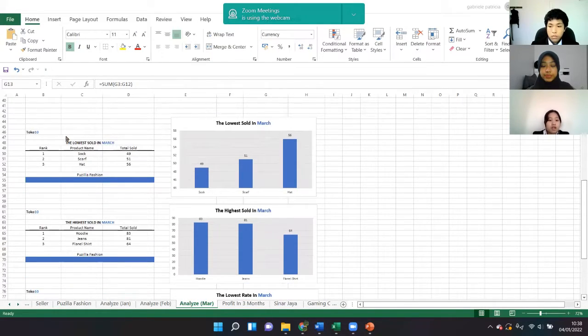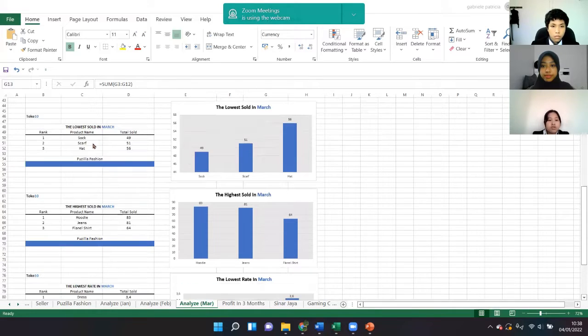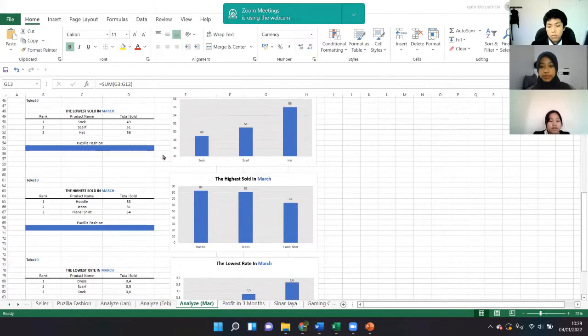Next, there are 3 lowest sold in March. The first is soap, the total sold is 49. The second is scarf, the total sold is 51. And the last is hat, the total sold is 56. And here is the regular chart from lowest sold in March.